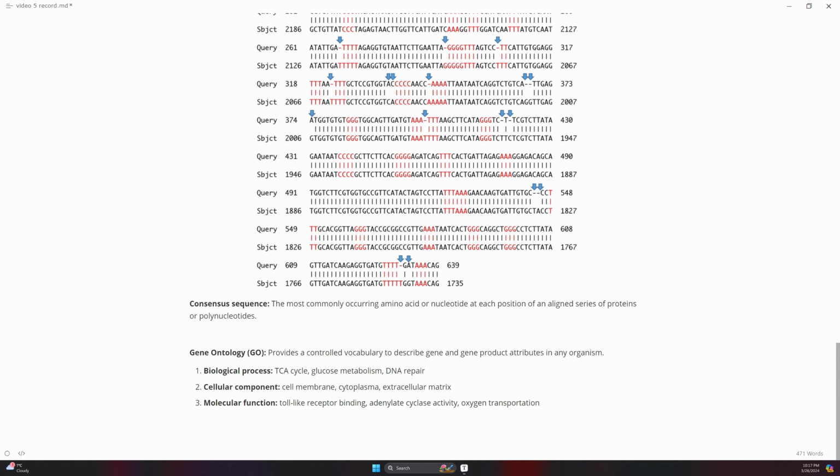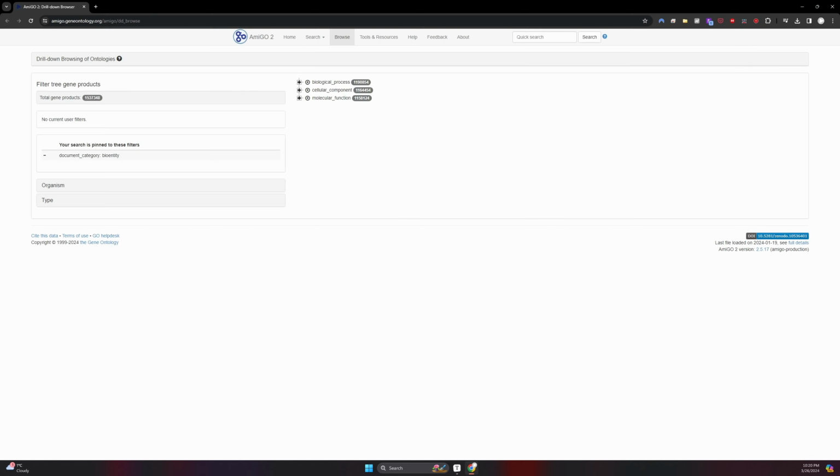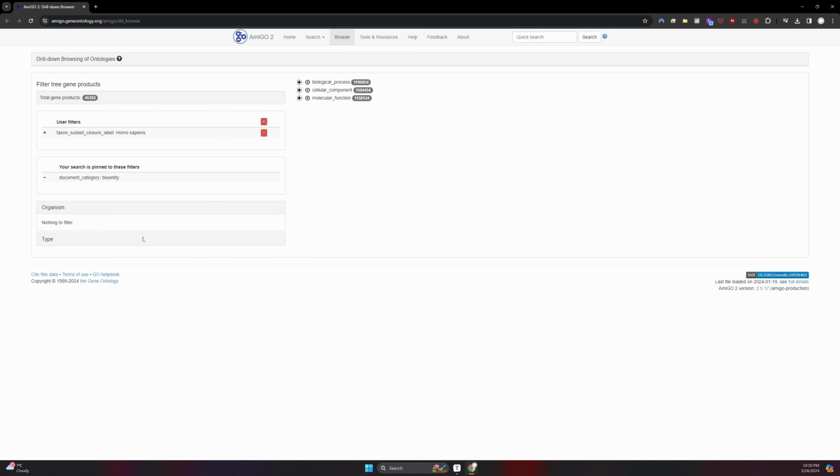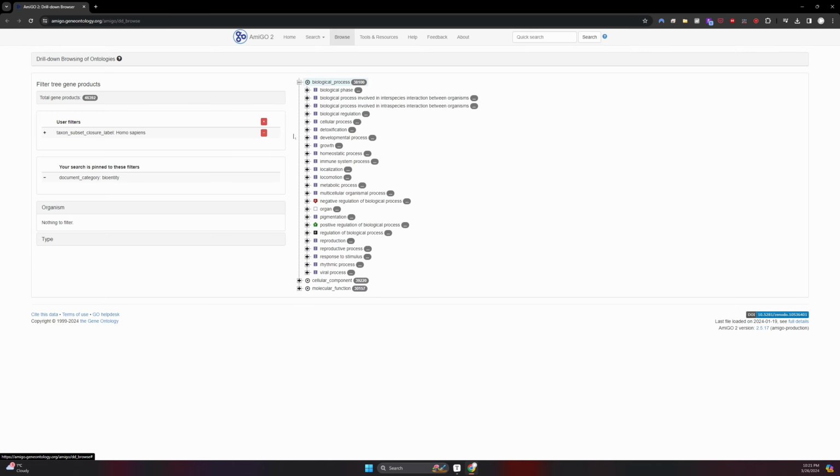Let's take a look at how it works. We have AmiGO provided by geneontology.org. The first thing we do is select the organism that we want to study. In this example, we're going to use human. And here are the three categories: biological process, cellular component, and molecular function. Let's expand them. Biological process shows the biological processes. And let's say the cellular process. In the cellular process, there are all of these terms.